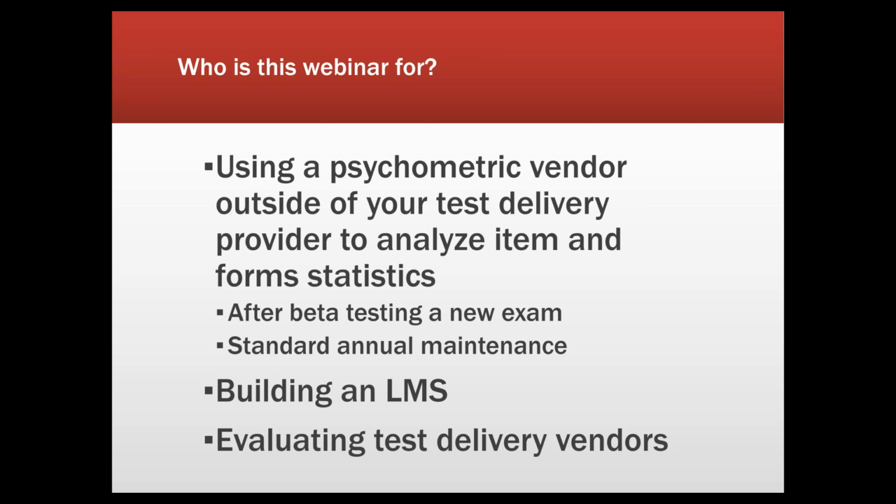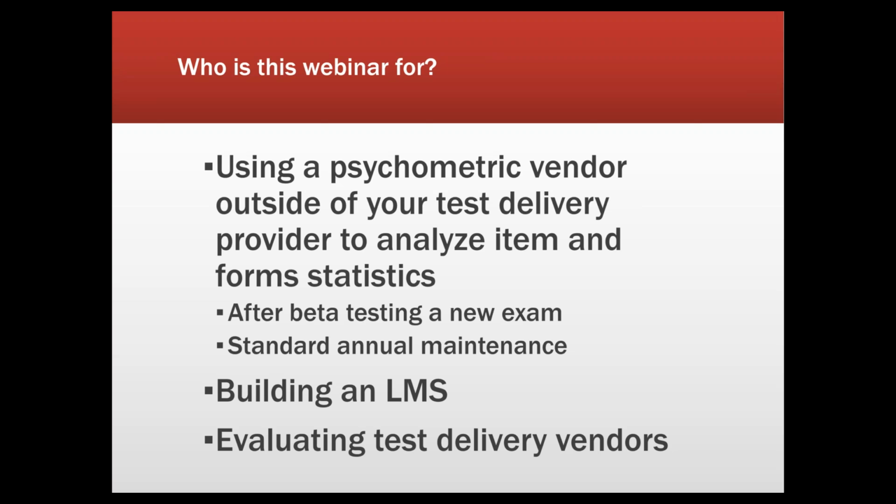So you get an outside vendor such as AIR to do all of your form and item statistics. And of course, your test delivery vendor is not going to directly give us that data, and they shouldn't, because it's a possible security breach. So somebody who's not used to dealing with this type of data has to download it, clean it up, and send it to their psychometrician.